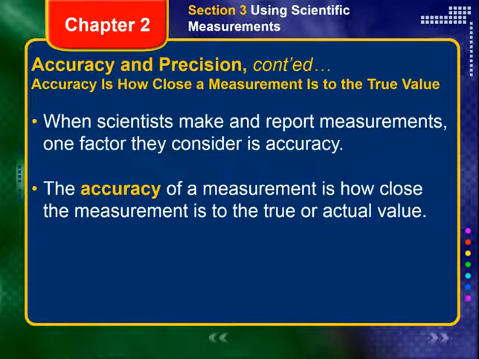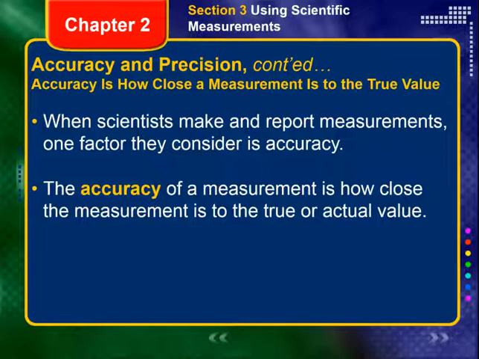When scientists make and report measurements, one factor they consider is called accuracy. So not only have we chosen the correct equipment at this point, now we start talking about accuracy. The accuracy of a measurement is how close the measurement is to the true or actual value.